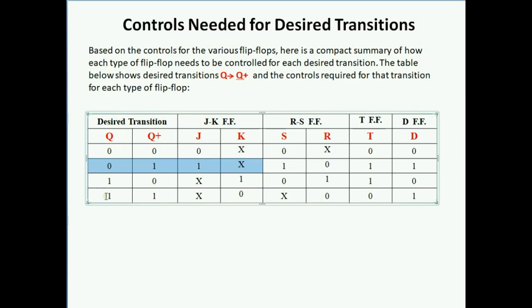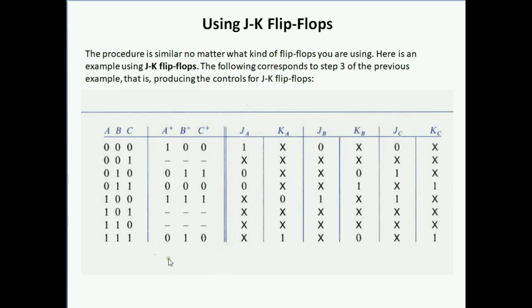A transition from 1 to 1, well, no transition really, but remaining at 1 requires controls X and 0. Therefore, flip-flop B over here that remains at 1 in this particular case requires controls X and 0. So with this logic, we fill this table, and now we have the truth table for all the control functions.